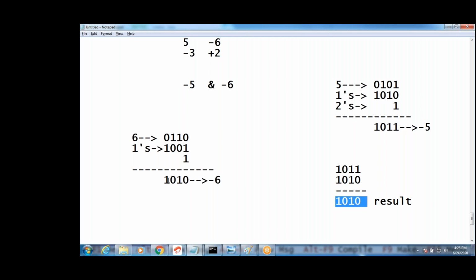Can you say 1 0 1 0 is already minus 6? This result is minus 6, guys. Okay, you can say directly it's minus 6.